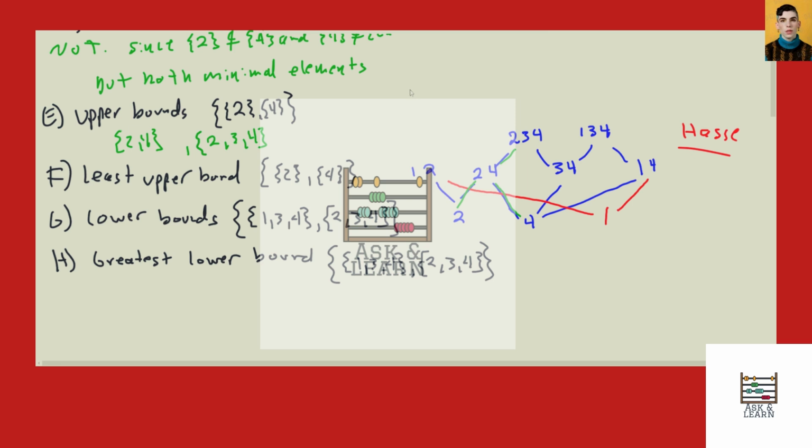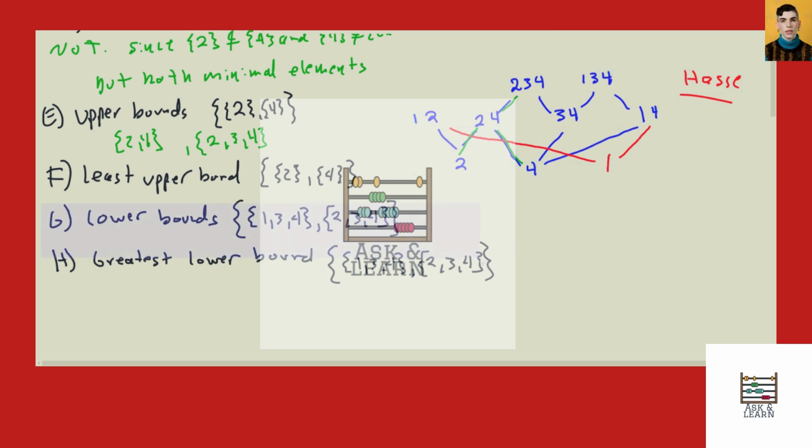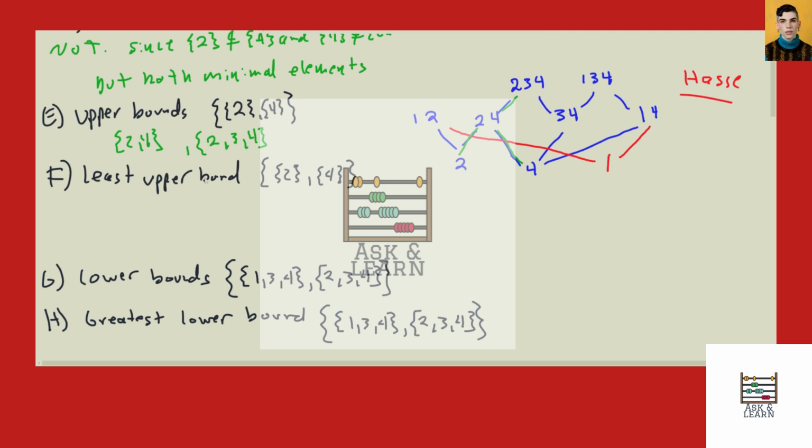Now for the least upper bound of that, we'll look at our upper bounds and ask ourselves, is one of these contained in all of the others? And it is the case that we will have one. So it's going to be {2, 4}, since {2, 4} is a subset of {2, 3, 4}. So that's going to be our least upper bound for this.